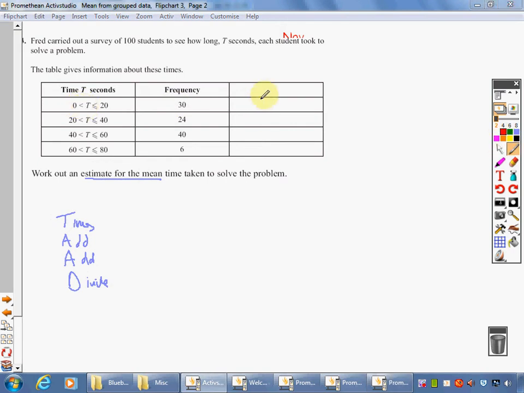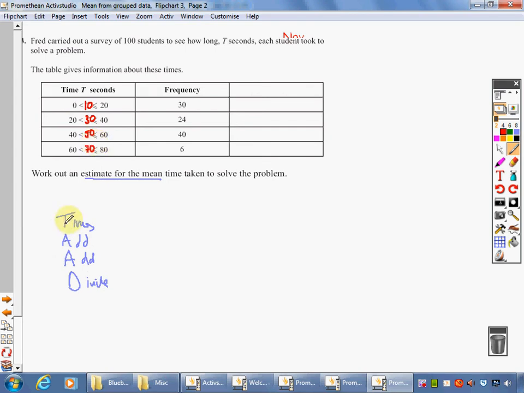And sometimes they give you a column here for the midpoint, sometimes they don't. I always tell my students, just write the midpoint in the middle of this table here. It's actually quite a lot easier, and then it reminds you of where you're going. All I'm doing down here is going down and writing those midpoints. So that's my midpoints done.